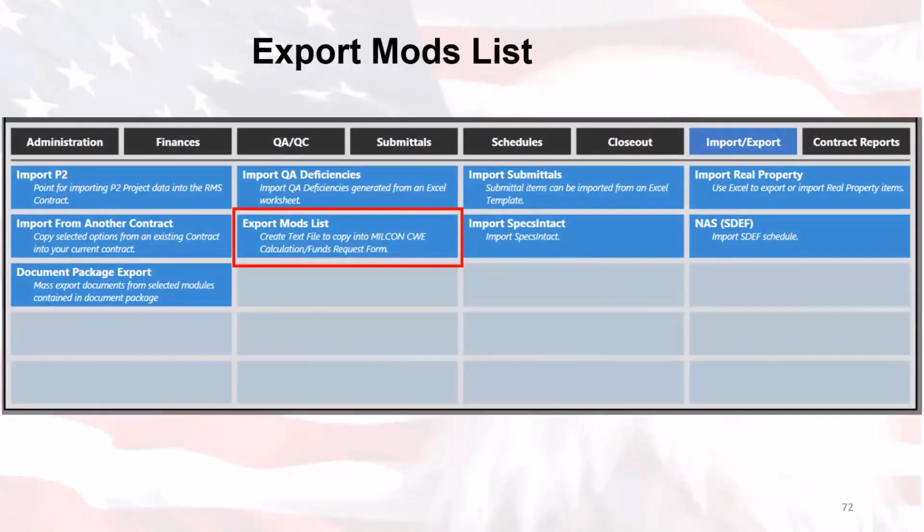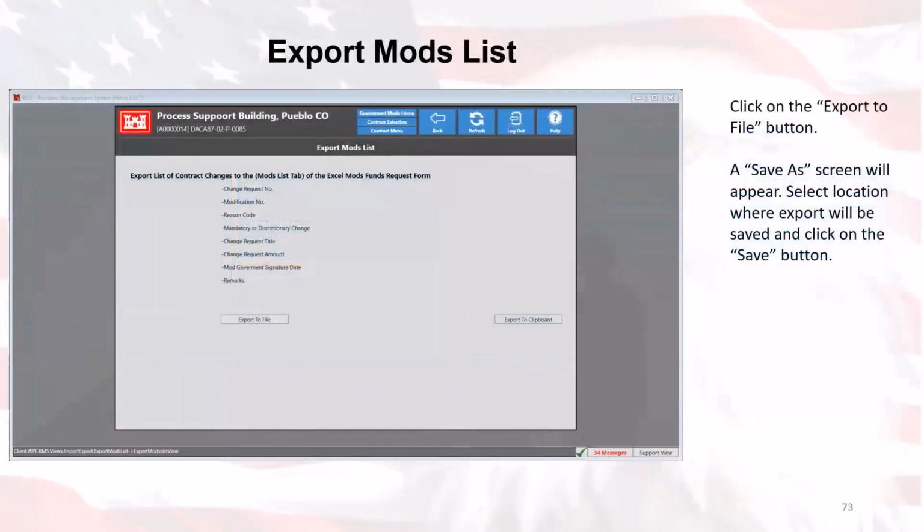So obviously with this one, you can actually export your overall mods list. This particular screen is usually an issue when locating the file. So we'll go ahead and click on the export to file button. A save as screen will appear. We can select the location where we want our export to be saved, and then click on the save button once that's done.